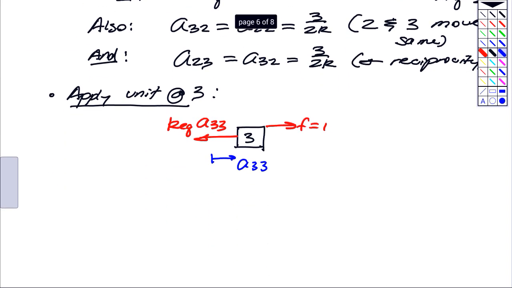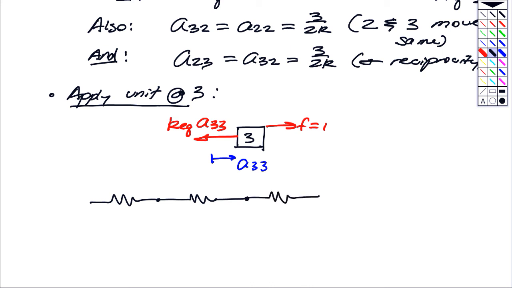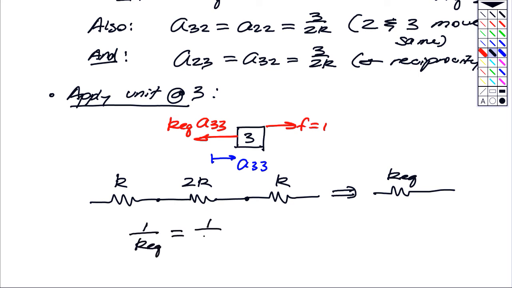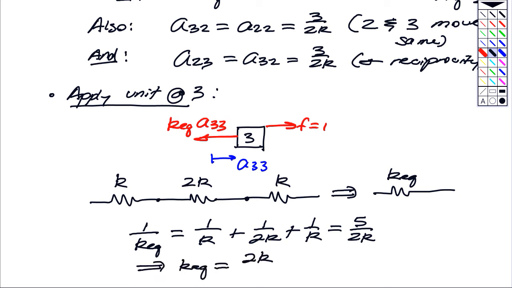What is the equivalent one? Well, it's going to be take our 3 springs to the left of 3, which are K, 2K, and K, and replace that by a single equivalent spring constant. 3 springs in series. Same kind of thing. The inverse of that is the sum of the other inverses. So that will end up being 5 over 2K. So therefore the equivalent spring constant is equal to 2K over 5.